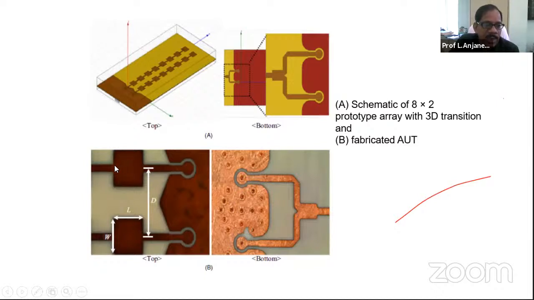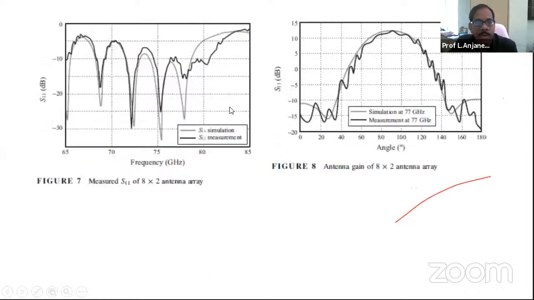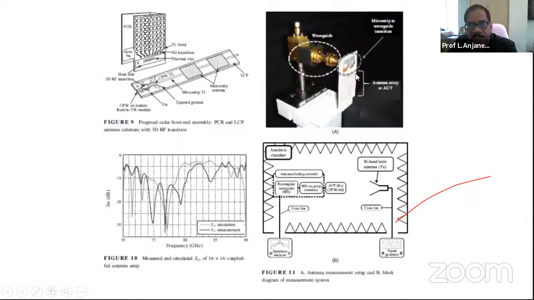This is each element like that. There will be 8 elements here, and there are 2 rows. Okay, 8 by 2 array, and this is a photograph actually showing the antenna type. And these are the respective beam shapes. As you see here, the simulation and the measured results are matched.